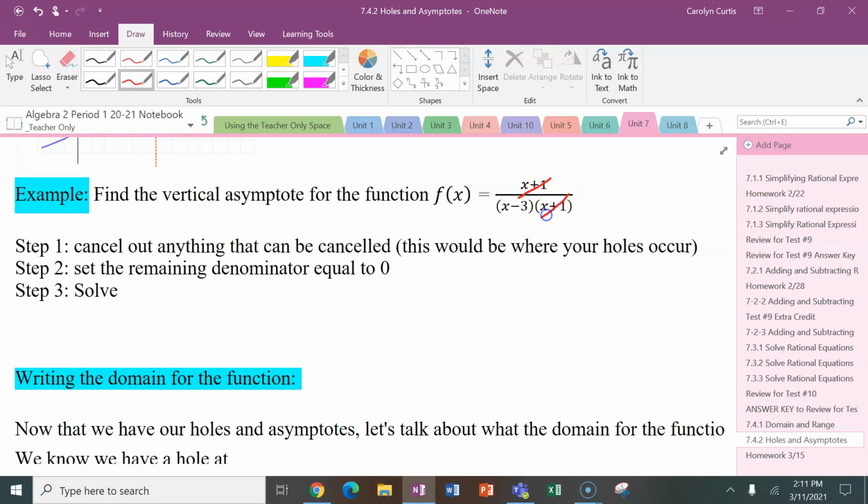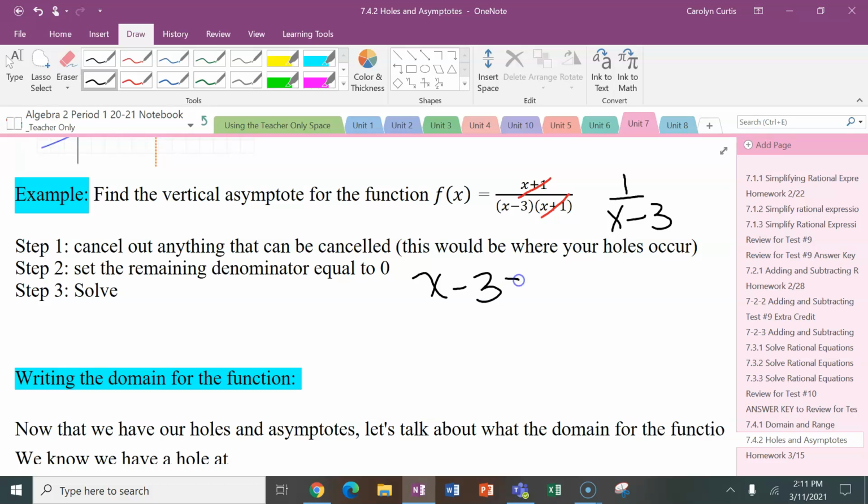So I can cancel out my x plus 1 again. This leaves me with the function 1 over x minus 3. So I'm going to set the remaining denominator equal to 0. The remaining denominator is x minus 3. And then step 4 says to solve.